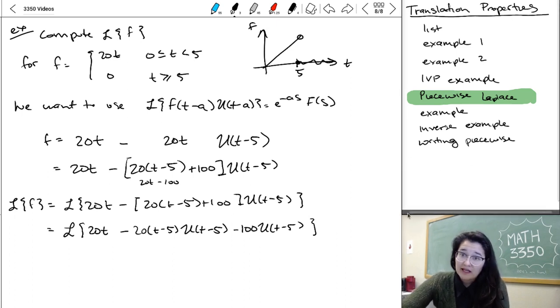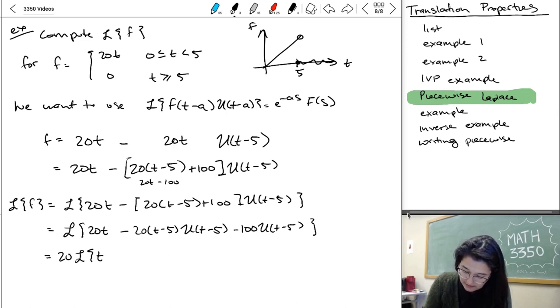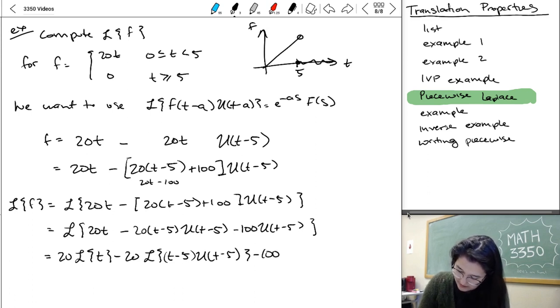Now I can apply linearity to break this up into several different things where I'm computing Laplaces. So I've got 20 L of t minus 20 L of t minus 5 u of t minus 5 and minus 100 L of u of t minus 5.